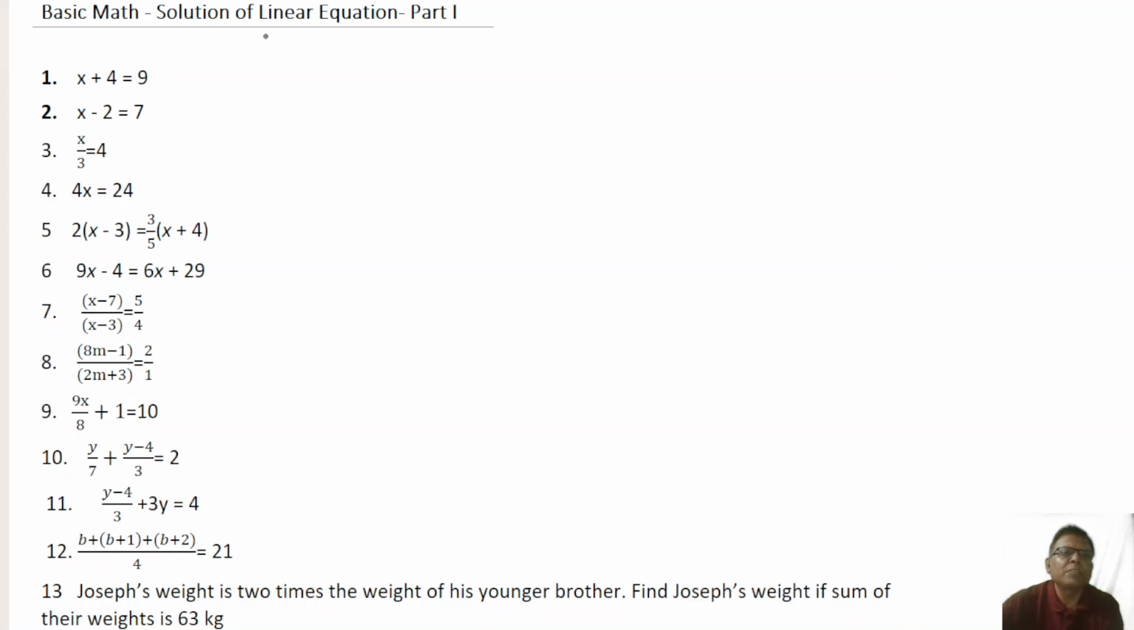Today we'll study the solution of linear equations, part 1. In part 1, we'll study linear equations with one variable. So what is a linear equation?